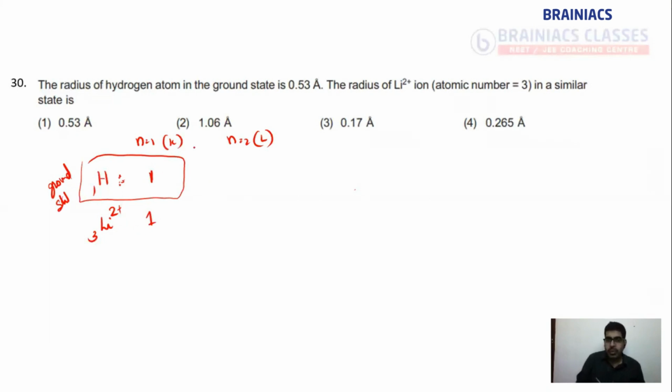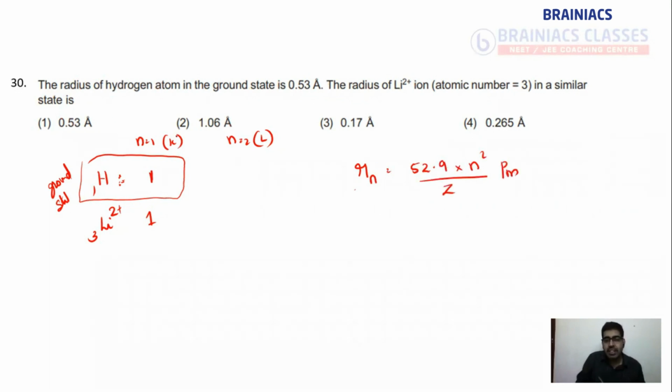So the radius of hydrogen atom in the ground state is 0.53 angstrom and the radius of lithium ion in the similar state, that is n equal to 1, that electron is present in n equal to 1, we have to find. Now we know the equation to calculate the radius of orbits: Rn is equal to 52.9 into n square by Z picometer.